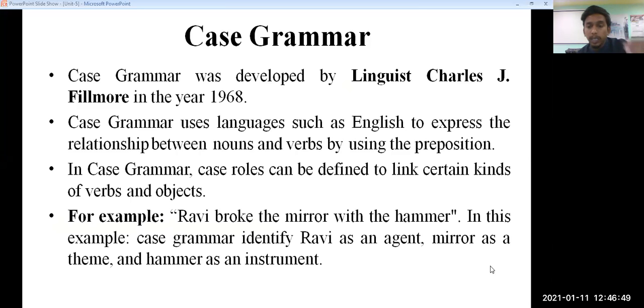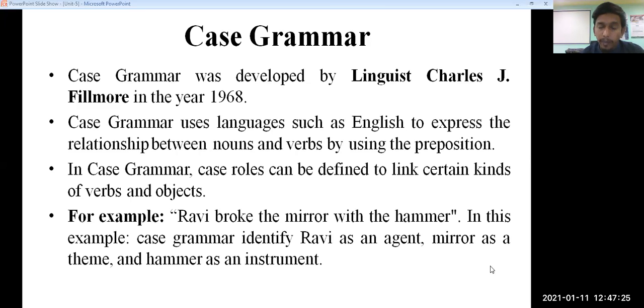So we have seen the basic concepts of NLP as an introduction. Now let's move on with the actual syllabus of your Unit 5. This is the first topic of your syllabus, that is case grammar. The concept is linked to your English language and also the basic semantics of your language. This was developed by a linguist called Charles J. Fillmore in the year 1968. That's the reason it's sometimes called Fillmore's grammar.